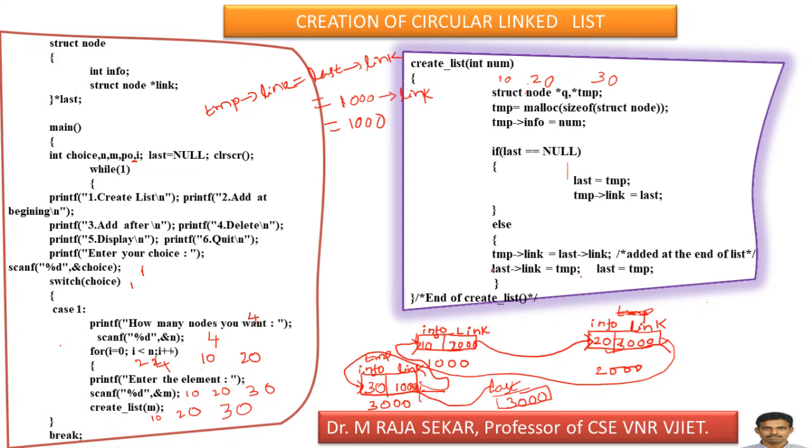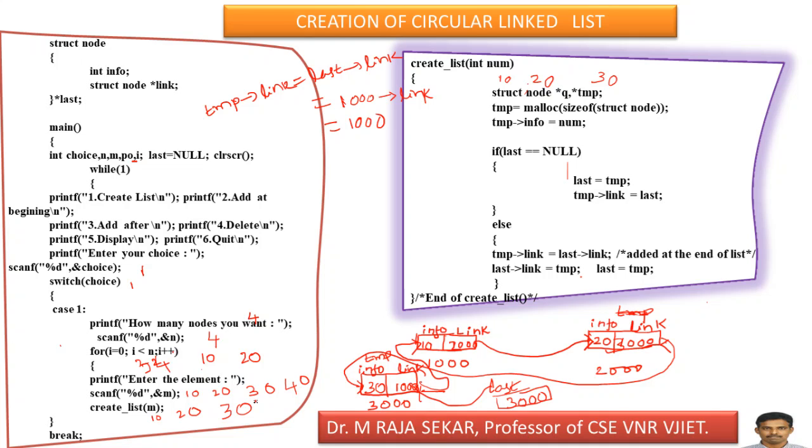Now where can I go? After creation of this list, again I will go here. Previous values of i, 0 completed, 1 completed, 2 completed. Now i becomes 3. i equal to 3, 3 less than 4, correct. We'll enter inside. Now enter the element, let me say I enter number 40.